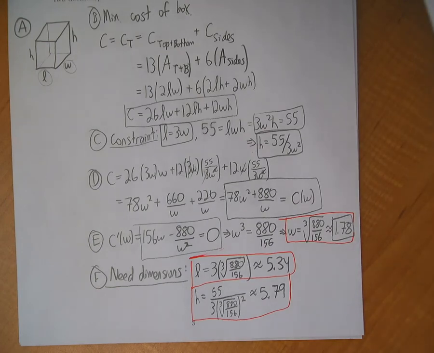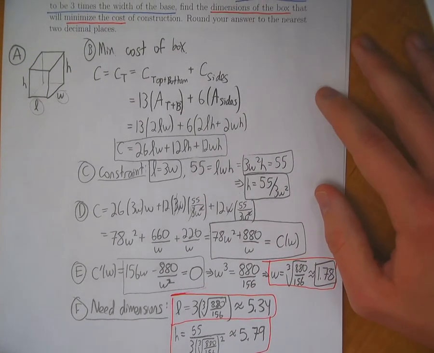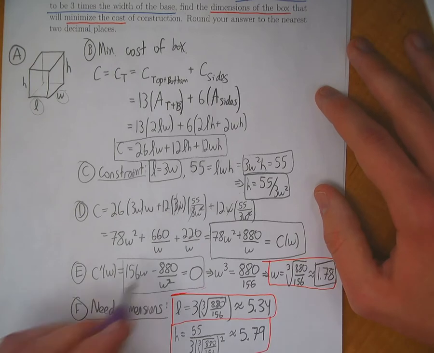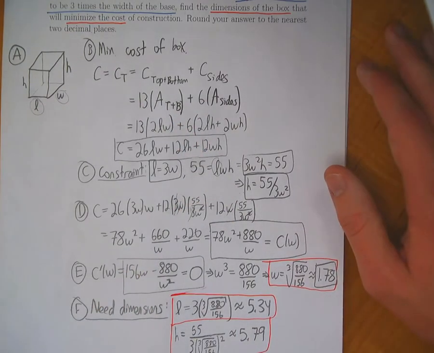Quick question, in part C, where you try to get the constraint, where did you get the 3W squared H from? Because we already have L is equal to 3W. Oh yeah, and then the other W. Yep.